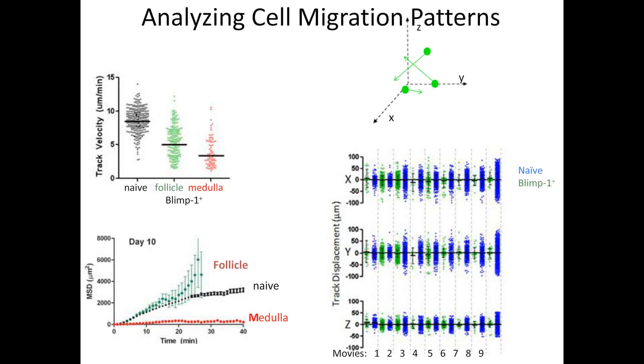We also analyzed the displacement directionality by analyzing the movement in the X, Y, and Z planes of a variety of movies. And what you can see is that both naive and Blimp-1 positive cells have the average of their displacement in any direction close to the 0 mark on the axis, indicating that there's no directionality. So they move in a processive manner, but they don't seem to have a direction in terms of where they're moving.